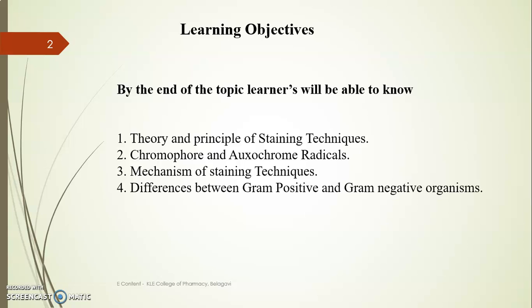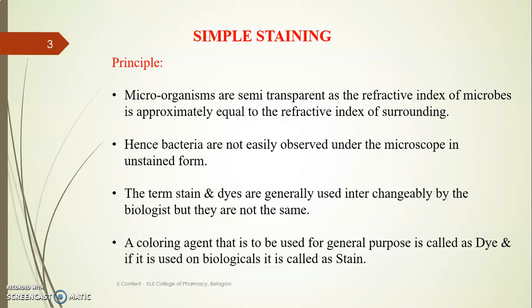By the end of this topic, the learner should be able to know the theory behind these techniques and the principle of the staining techniques, what the chromophore and auxochrome radicals are, how the mechanism of staining techniques works, and the differentiation between gram positive and gram negative organisms. Okay. So for every technique, there should be some principle on what basis this goes on.